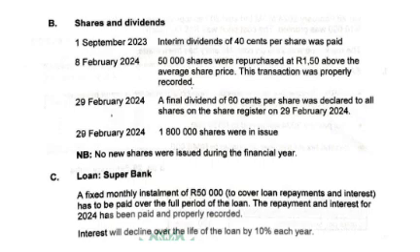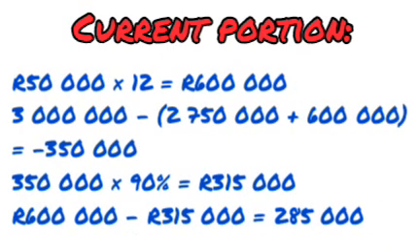So let's figure out our current portion of loan using information C. It says a fixed monthly installment of 50,000 to cover loan repayments and interest has to be paid over the full period of the loan. The repayment and interest for 2024 has been paid and recorded properly. Interest will decline over the life of the loan by 10% each year. So we are going to use this information to calculate the current portion of loan.